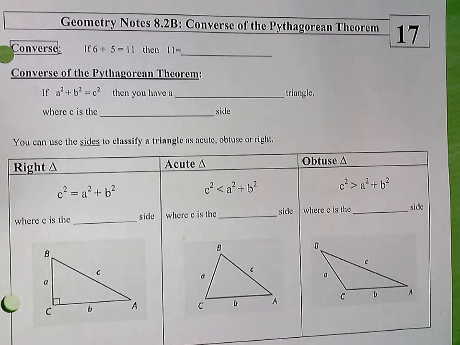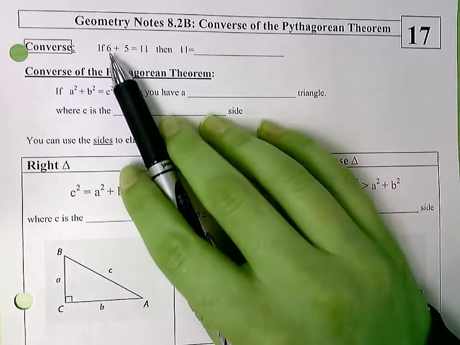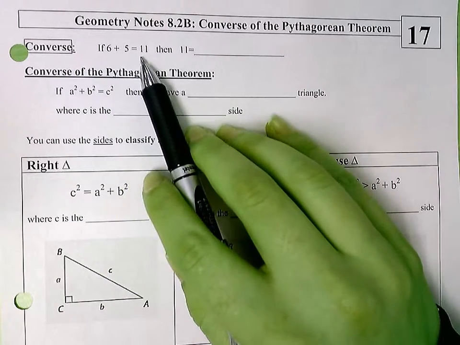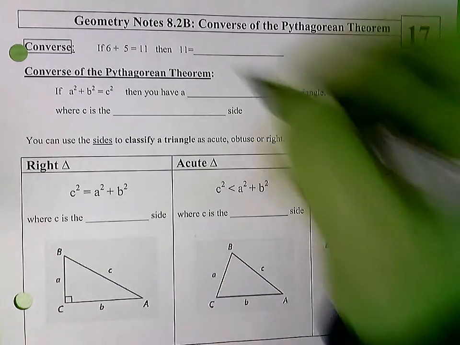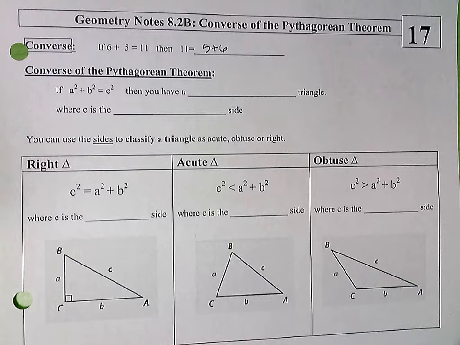Reversing it. So for our converse, if I have 6 plus 5 equals 11, then 11 would also equal 5 plus 6 or 6 plus 5. So it's just flipping it. That's what that converse is doing.